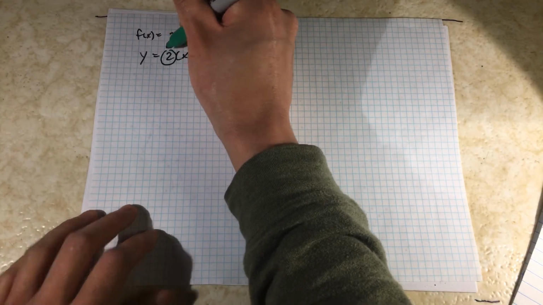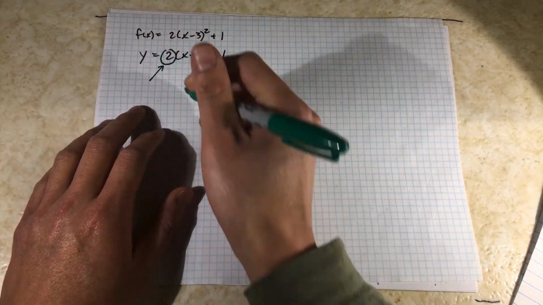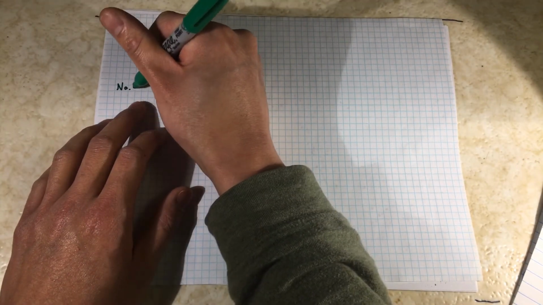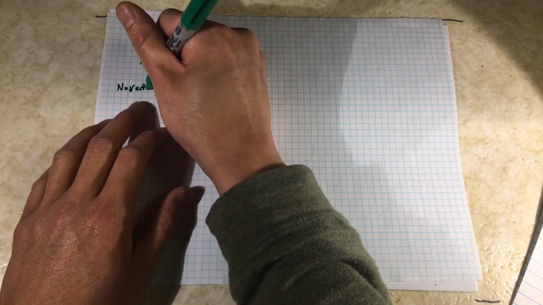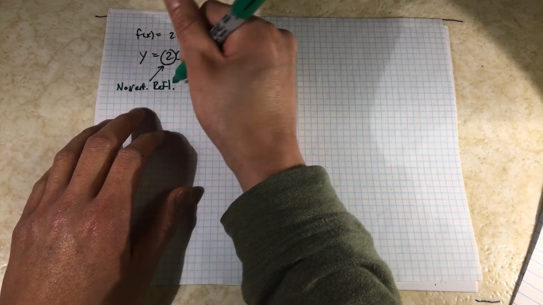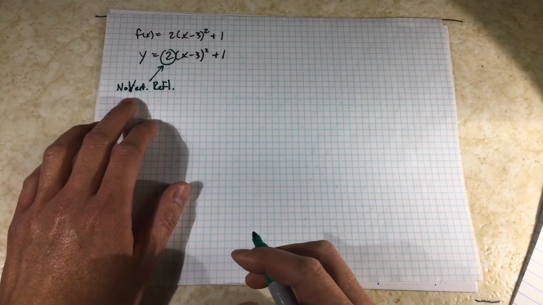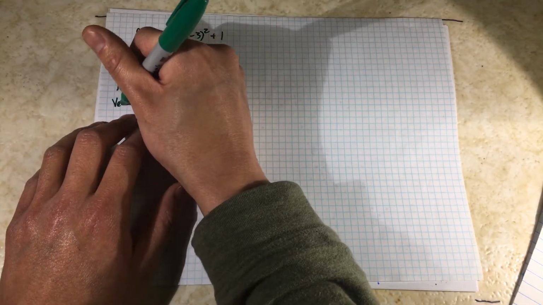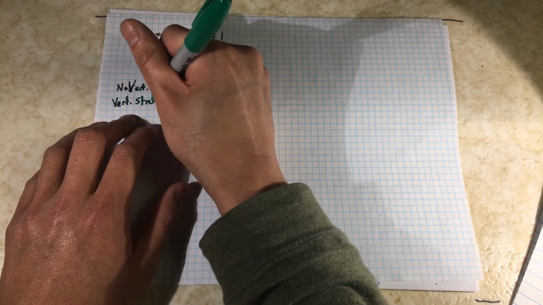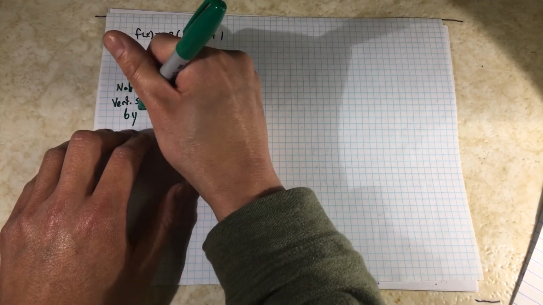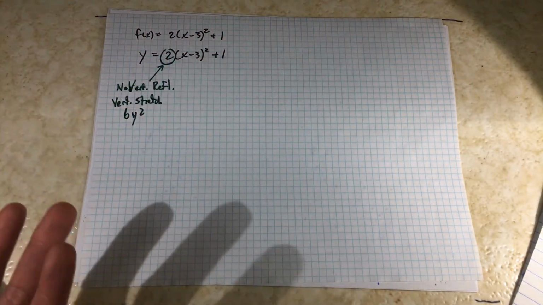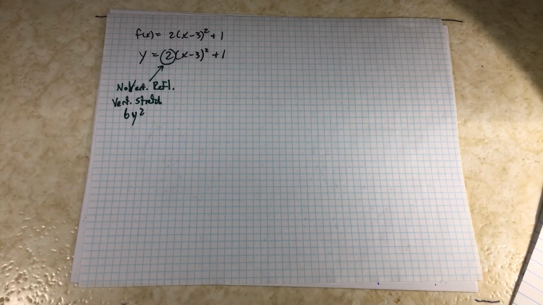So first thing, we look at this. It's positive, so there's no vertical reflection. But there is a vertical stretch by 2. I use 2 a lot, but it could really be any number. It could be 3, 17, 120, whatever the number happens to be.